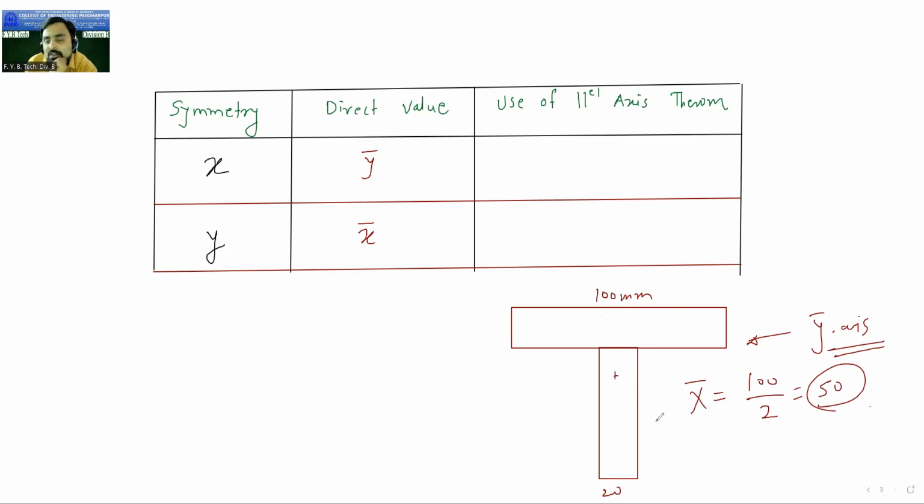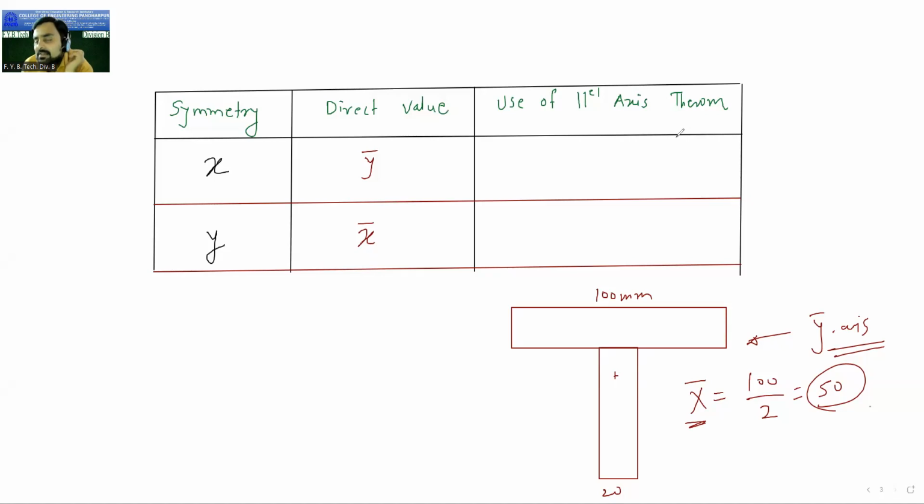Okay. So what is the meaning? When the figure is symmetric about y axis, you will directly get the value of x bar here. That is why I have written over here x bar. You will directly get the value of x bar. Okay. Now this is the first column. So when the figure is symmetric about x axis, you will directly get the value of y bar. And when the figure is symmetric about y axis, you will directly get the value of x bar. उलटा करायचं म्हणून त्यावेळेला आपण मी तुम्हाला सांगितलं होतं.